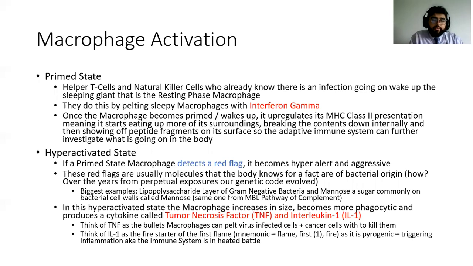And then as for IL-1, interleukin-1, think of it as the first flame. That's the mnemonic I use. It's a pyrogen. That means it triggers inflammation, heat, and when you have heat, it facilitates a lot of immune function. Inflammation makes a lot of vasodilation, makes it easier for other cells to enter that site of infection in some cases, things of this nature.